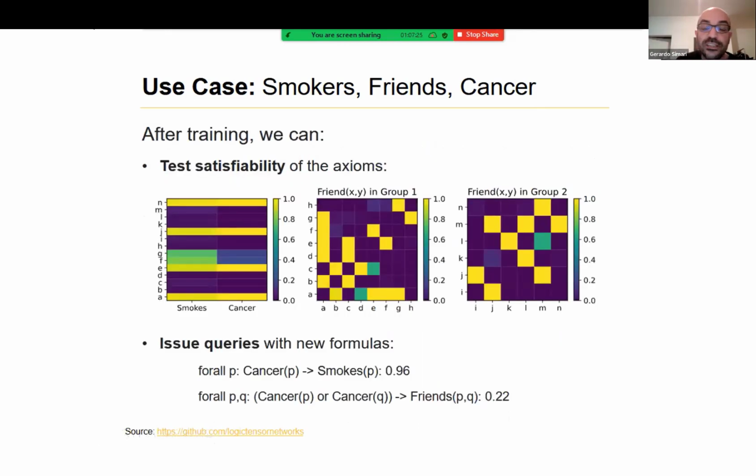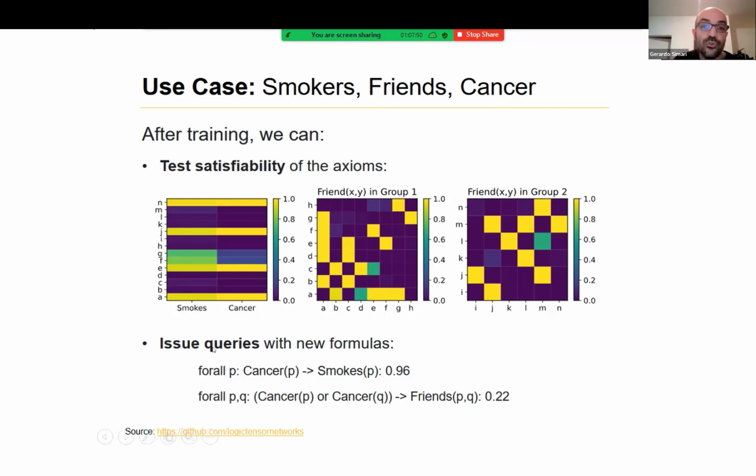So after training, then we can test satisfiability of the axioms, right? So here we have something like smoking causes cancer. We see that it's not satisfied in this case, because we have individuals that are smoking and don't have cancer, so they're counterexamples to this.